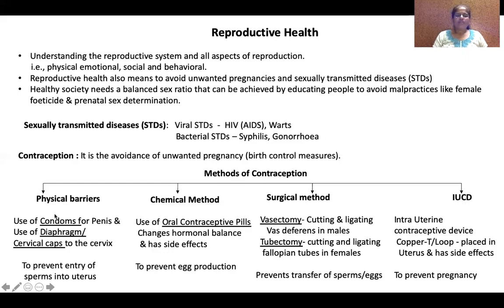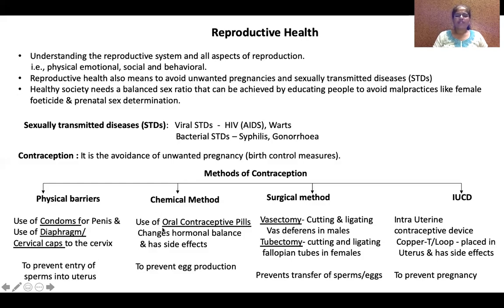The first method is physical barriers. That is the use of a condom. Males should use condoms before having sex. Or females can use cervical caps or a diaphragm. It's a plastic rubber type of thing that covers the cervix, so it prevents the entry of sperms into the uterus, so that pregnancy can be avoided. Condoms or cervical caps prevent entry of sperms into the uterus.